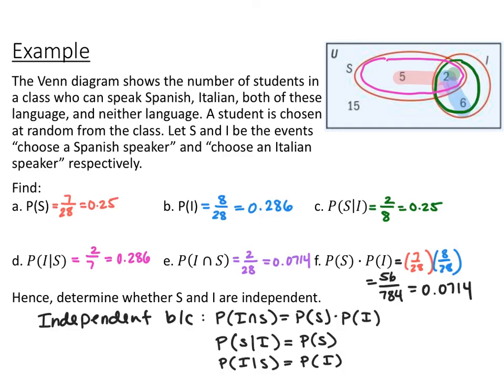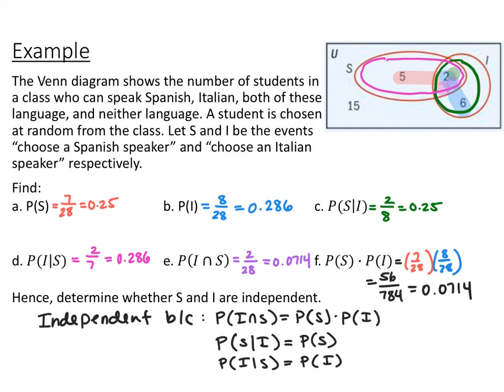So finding the probabilities, the probability of S is 7 out of 28, or 0.25. The probability of I is 8 out of 28, or 0.286. The probability of S given I is 2 out of 8, or 0.25, because you're only looking at the 8 students who take Italian or speak Italian. The probability of I given S, you're only looking at the 7 students who speak Spanish, would be 2 out of 7, so 0.286.